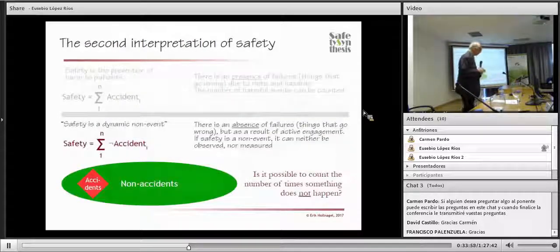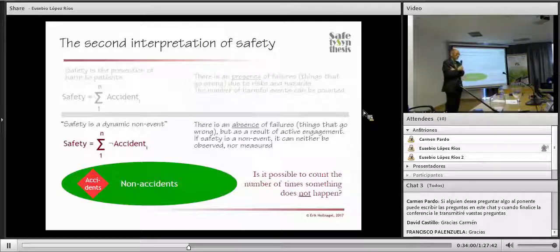Now, there was and is a very, very clever professor in the US whose name is Carl Weick, one of the originators of something that's called high reliability organizations, looking at why organizations work so well. And he proposed in the 90s a definition of safety that's slightly different. Actually, it was a definition of reliability, but I changed it to safety here. He said, safety is a dynamic non-event. Safety is when something doesn't happen.